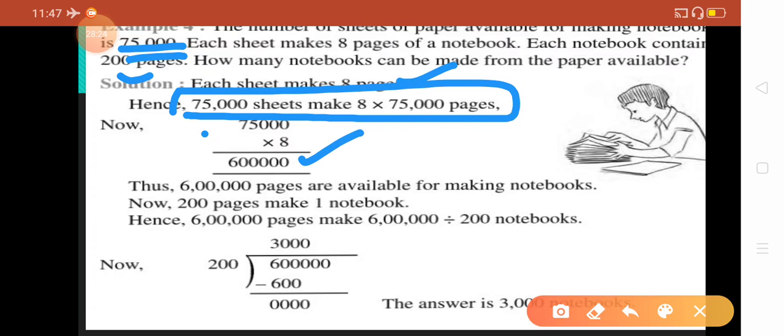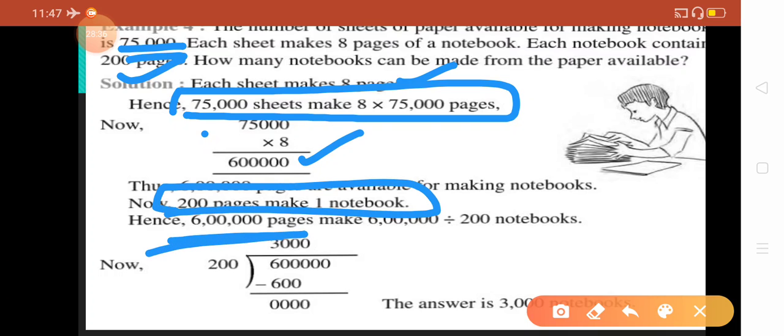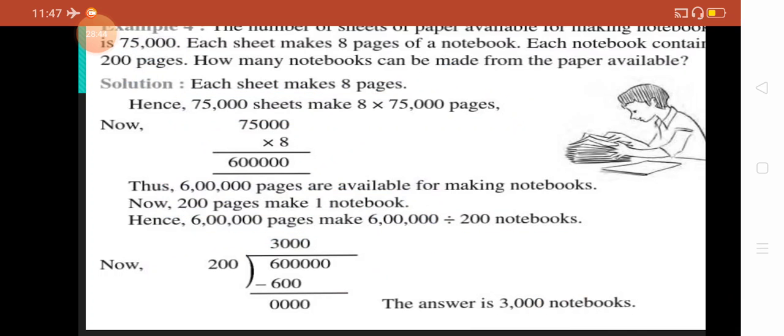Now how many pages does one notebook contain? 200 pages. So 6 lakh pages can be converted into how many notebooks? Just simply divide by 200. So 6 lakh divided by 200, we will get 3000 notebooks.